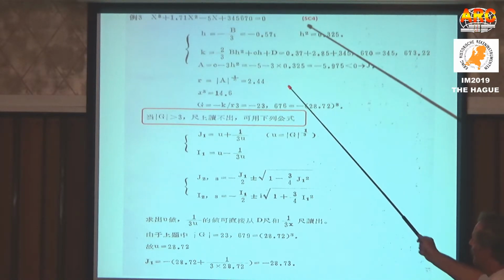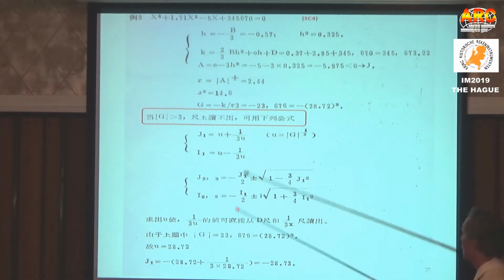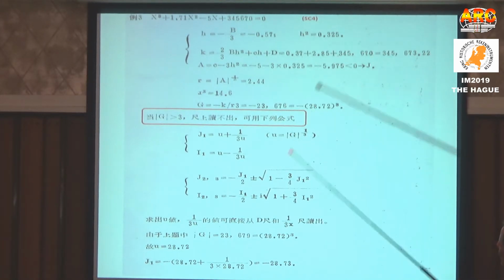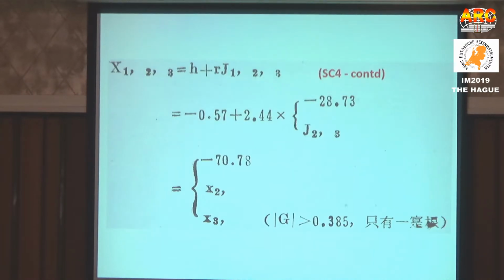Then you have the actual worked examples. One particularly splendid formula is x cubed plus 1.71x squared minus 5x plus 345,070 as an example to work your way through. And this gives you, once again, this magic value of G, which is greater than 0.385, so you have to do some different mathematics than if G had been less than 0.385.